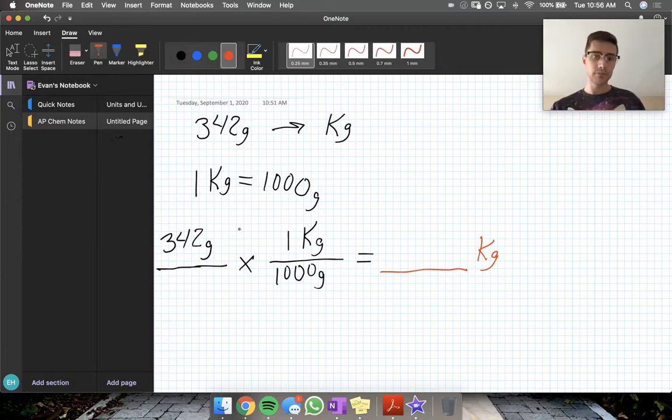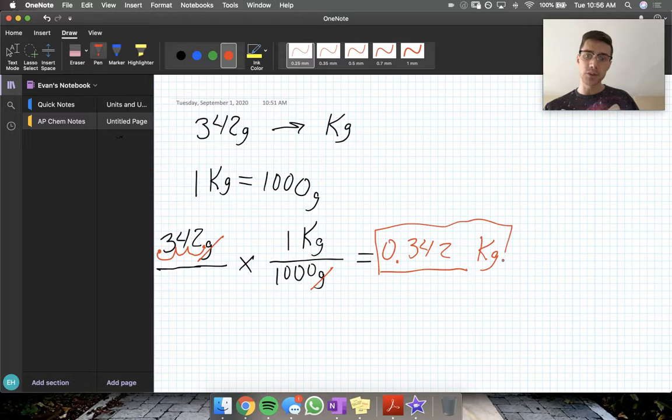So again, here's a gram on the top, here's a gram on the bottom. Those units are going to cancel out. 342 times 1 is still 342. But as soon as you divide it by 1,000, we move the decimal place over 3, right? 1, 2, 3. So we end up with 0.342 kilograms. So that is our answer for converting 342 grams into kilograms, okay?